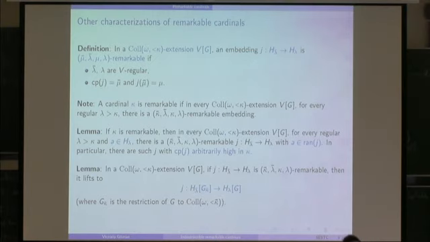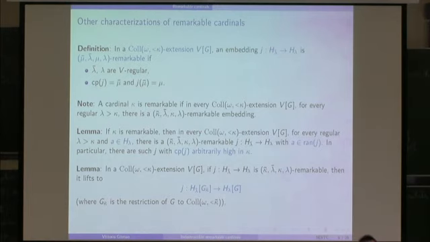Okay, so just to make my life easier and your life more difficult, I'm going to introduce a definition that you will have to remember, but I'll have to write much less on my slides. So I don't want to say every time: there is an embedding j from H lambda bar to H lambda such that kappa bar is the critical point and kappa bar gets mapped to kappa, and then lambda and lambda bar are regular. I don't want to write this every time.